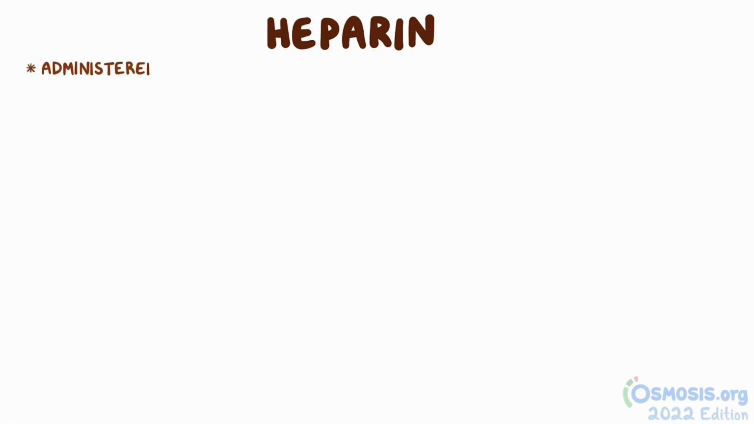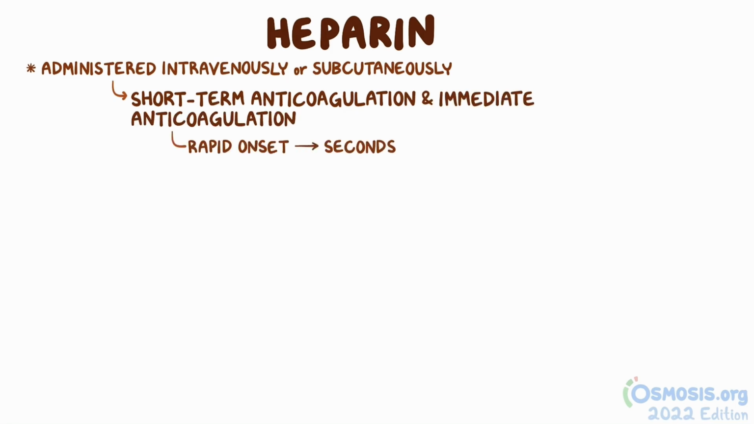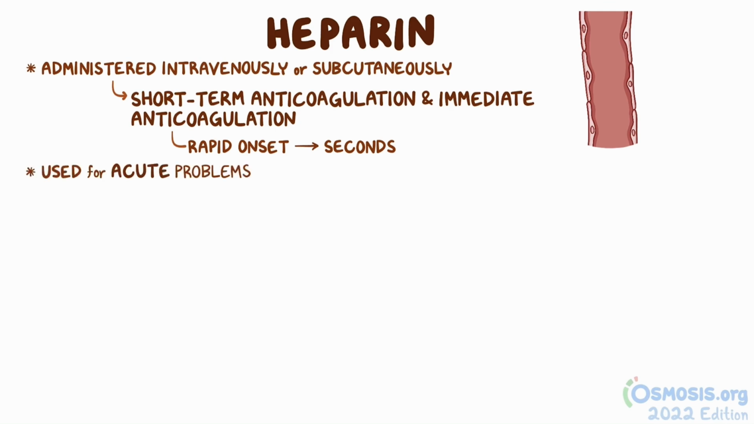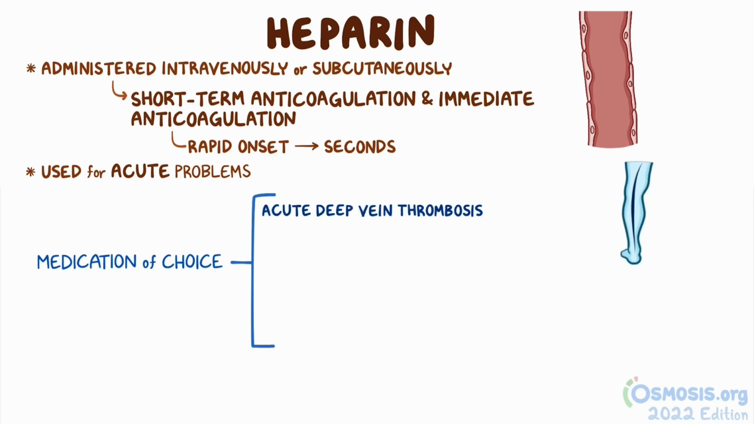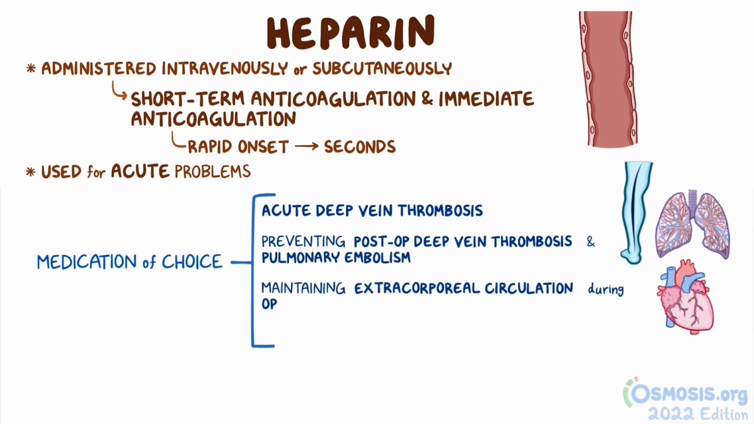Heparin is administered intravenously or subcutaneously to people for short-term anticoagulation, and immediate anticoagulation because of its rapid onset, usually within seconds, and chemical makeup. Because of its direct route into the blood and immediate anticoagulant effects, it's used for many acute problems. In fact, it's the medication of choice during an acute deep vein thrombosis, preventing post-operative deep vein thrombosis and pulmonary embolism, maintaining extracorporeal circulation during open heart surgery, and renal hemodialysis.